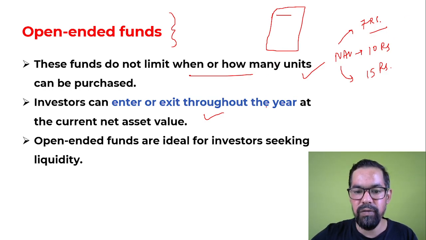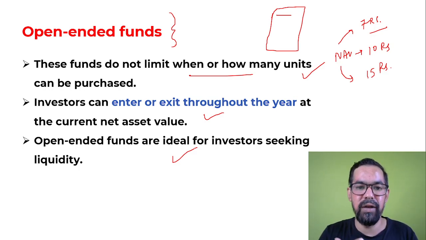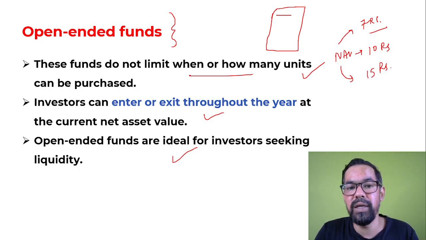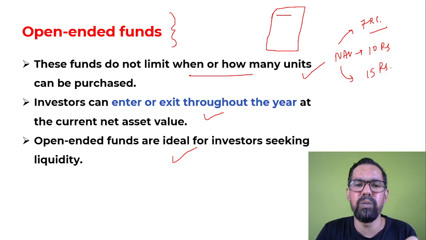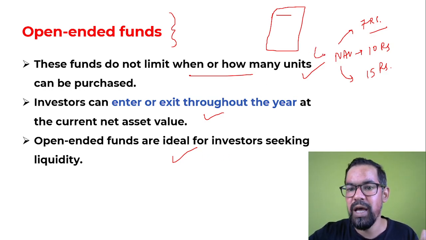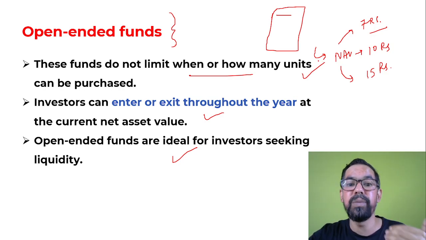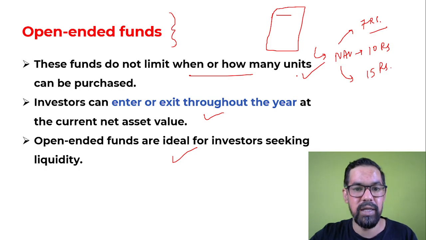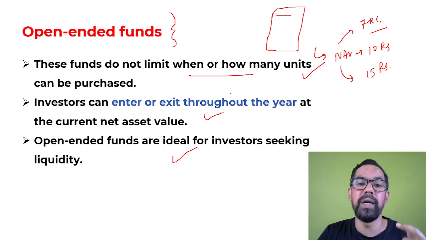Open-ended funds are ideal for investors seeking liquidity. These types of funds are beneficial for those investors who need money, as they are more liquid in nature. Let's say you invested in this mutual fund at the rate of 10 rupees. After some time you have a financial emergency and need money, for your child's education, or for a decision like purchasing a house. You can easily liquidate these kinds of mutual funds.